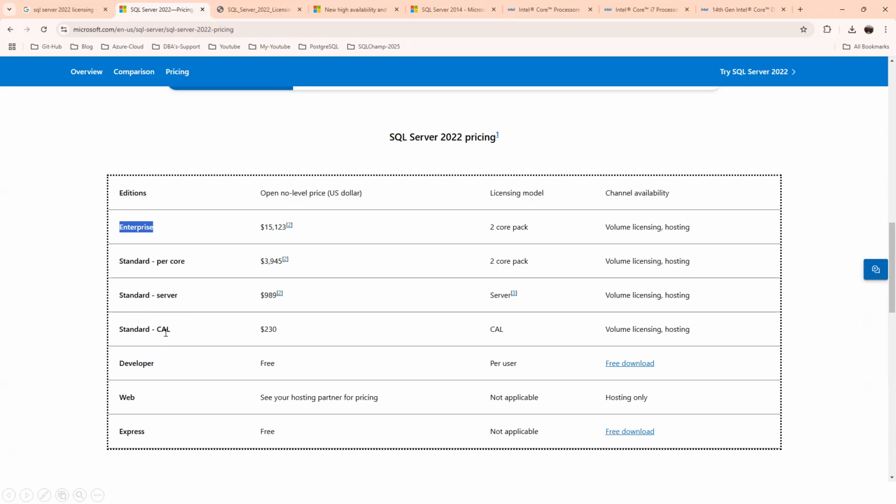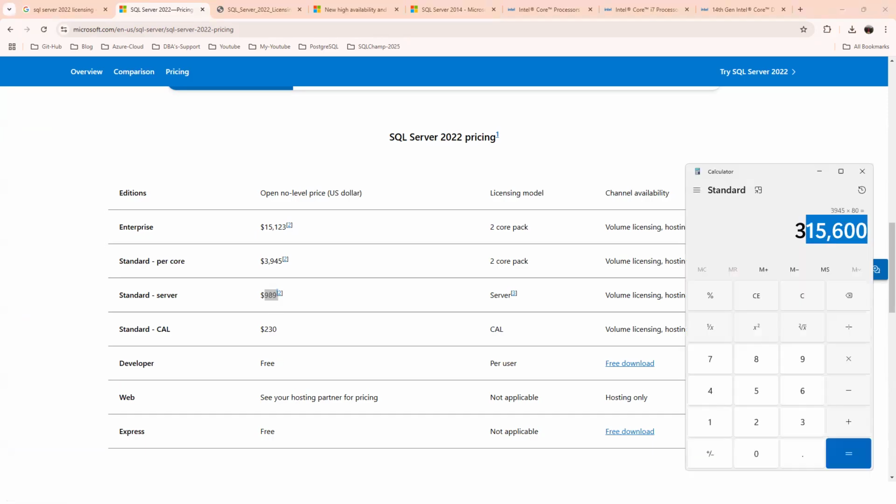But if you go for Server+CAL, you will get the standard edition. For the server, Microsoft is going to charge $989. Plus, from only one host I am making the connection, so Microsoft is going to charge 230. In total, Microsoft is going to charge only $1,219.